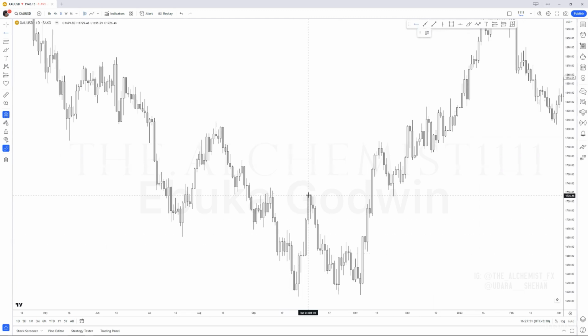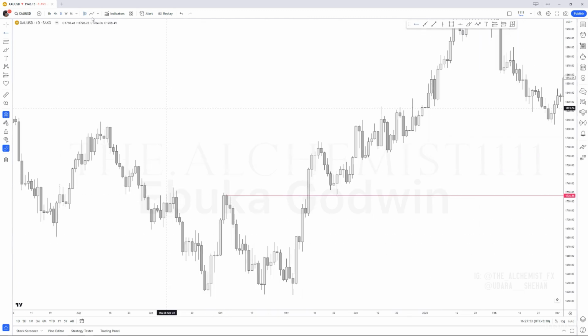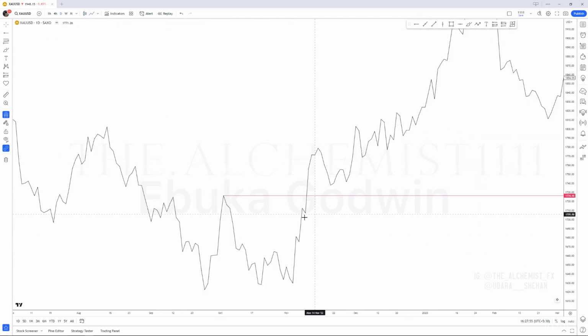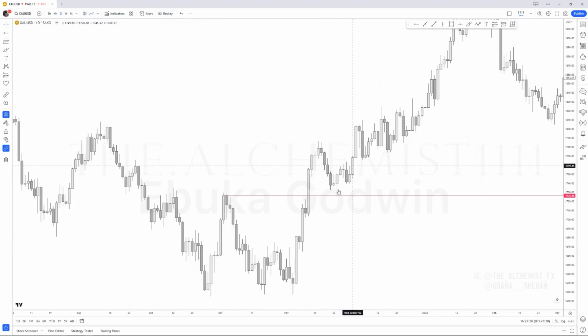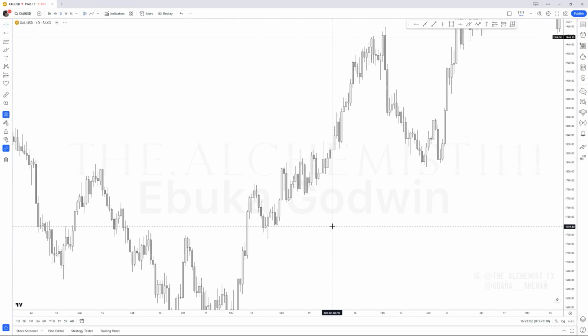Look at this. What is that? Once again, RPS, resistance broken, turns into a support, right? Okay. So that's the very basic stuff.